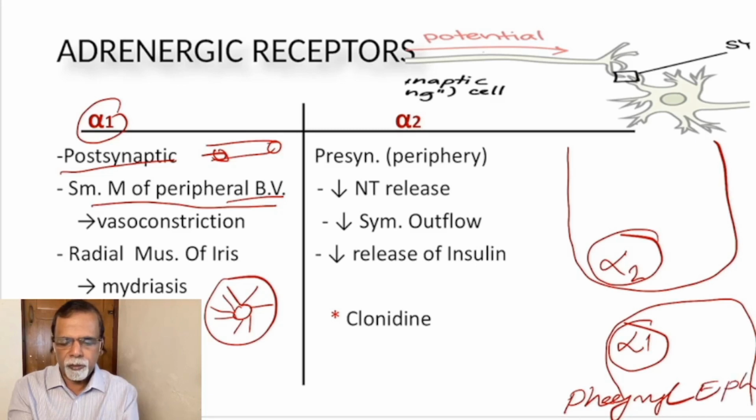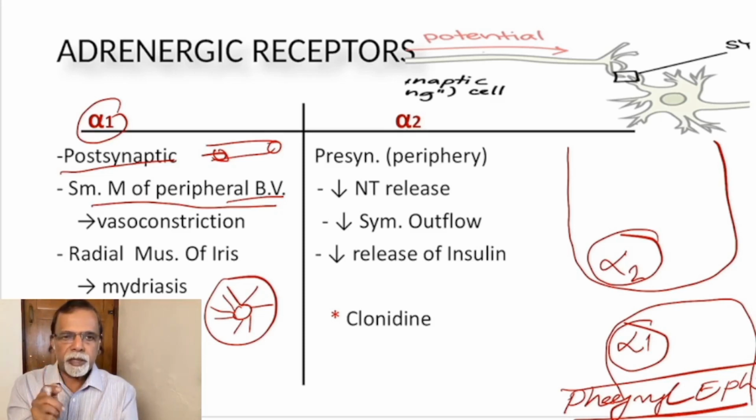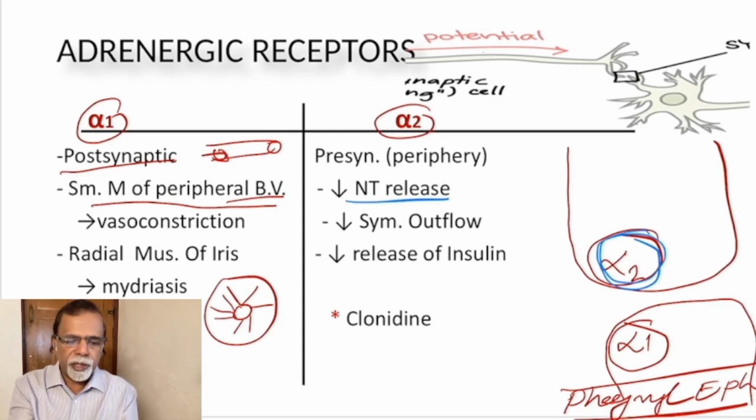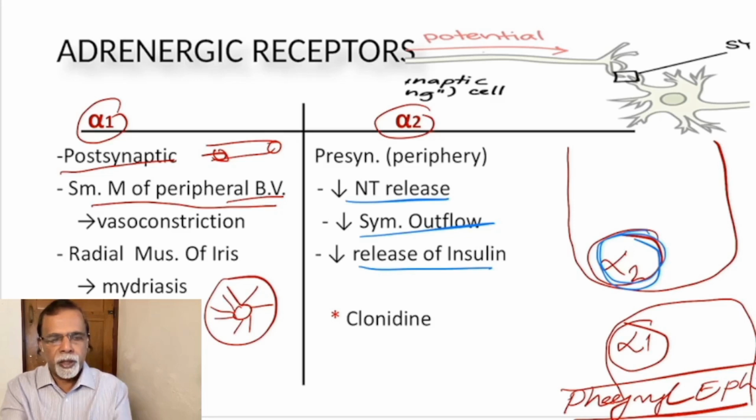Ephedrine is used for mydriatic action. Alpha 1 receptors are postsynaptic, and I would like to stress this point. Alpha 2 receptors are presynaptic. Here you can see it is presynaptic. Alpha 2 inhibits the release of neurotransmitters. So what will happen? It will decrease the sympathetic outflow and decrease the release of insulin. This is almost the opposite action of the expected response of sympathetic stimulation.